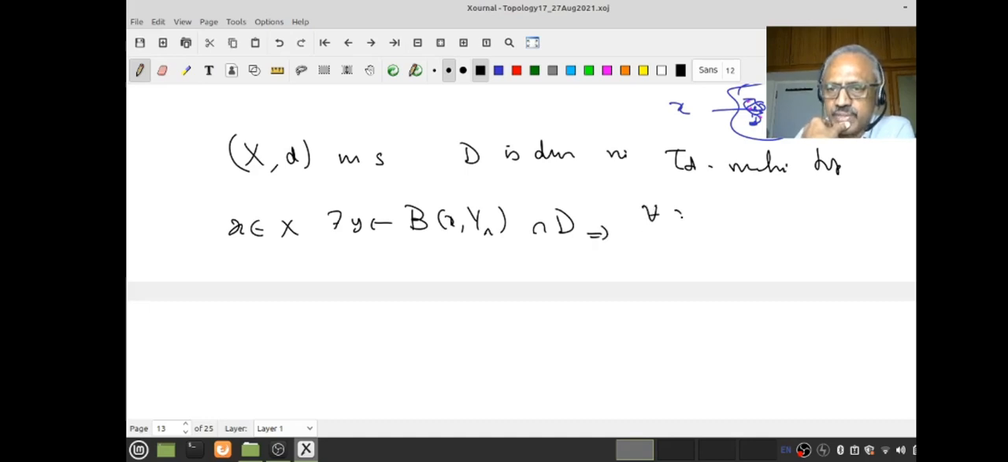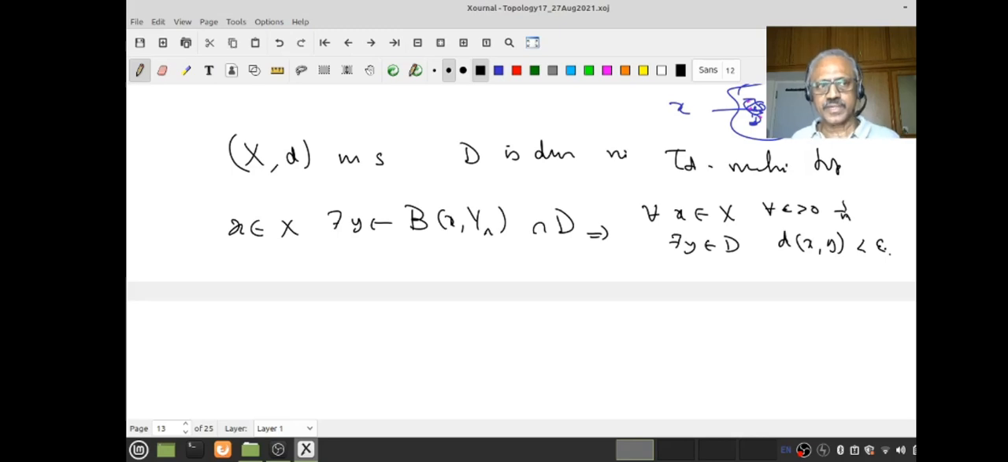So for every x in X and for every epsilon positive, or 1 by n, there is a y in D so that the distance between x and y is less than epsilon. That means you can approximate any given x by means of an element from the dense set so that the distance between them is as small as you want.